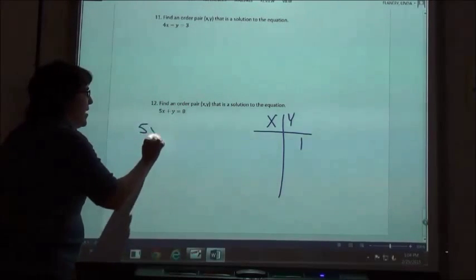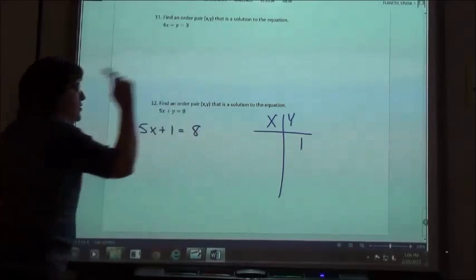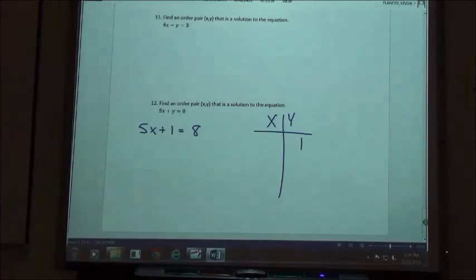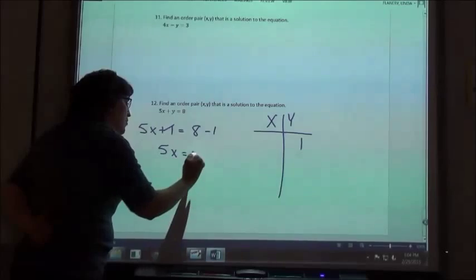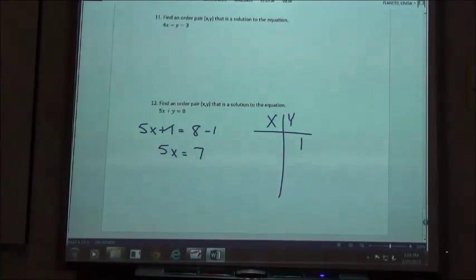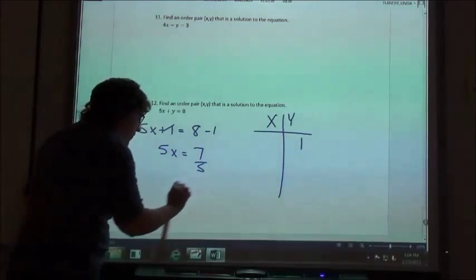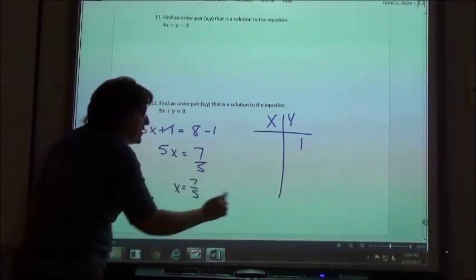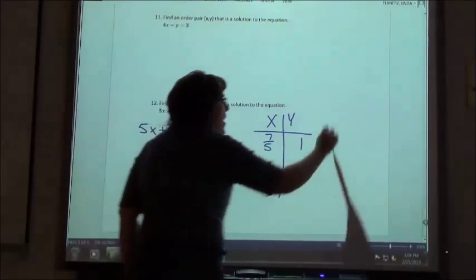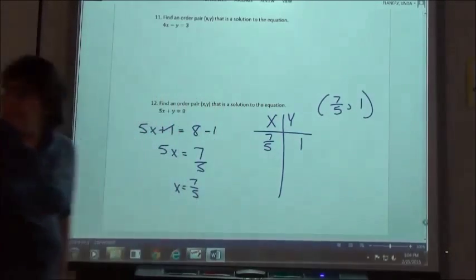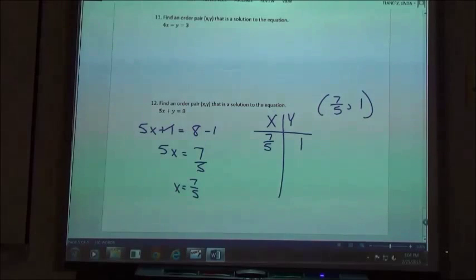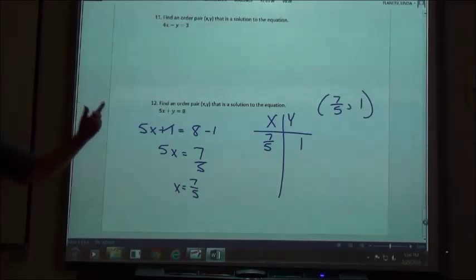So, 5x plus 1 is going to equal 8, right? I got to solve that. So to solve that, I'm going to minus the 1, 5x equals 7, and then divide by 5. So x is going to be 7/5. So my ordered pair, 7/5, goes with 1. There you go. All right, we're just doing those 4 things today.